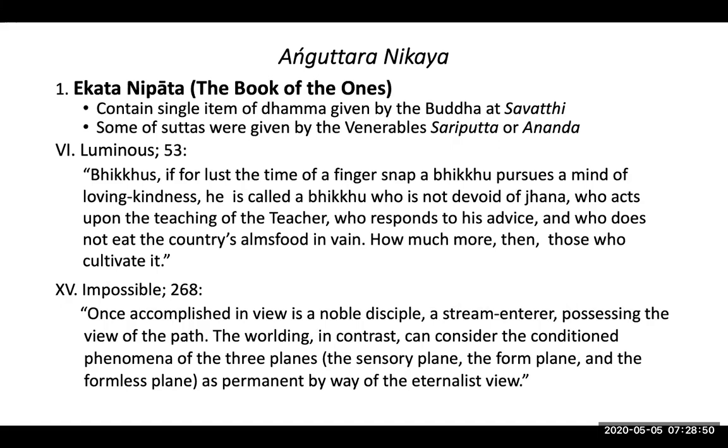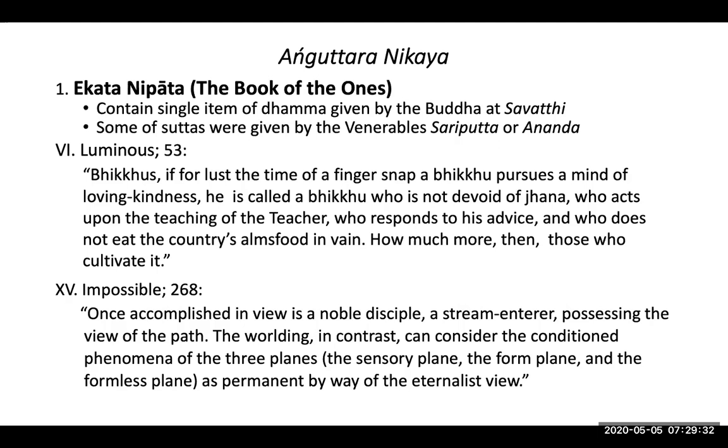If you look at Vagga 6 in Sutta code 53, there is a saying of the Buddha: Bhikkhus, if for just the time of a finger snap a Bhikkhu pursues a mind of loving kindness, he is called a Bhikkhu who is not devoid of jhana, who acts upon the teaching of the teacher, who responds to his advice, and who does not eat the country's alms food in vain. How much more those who cultivate it?